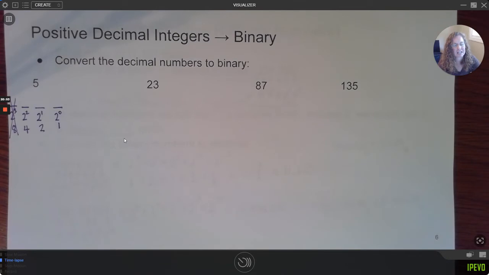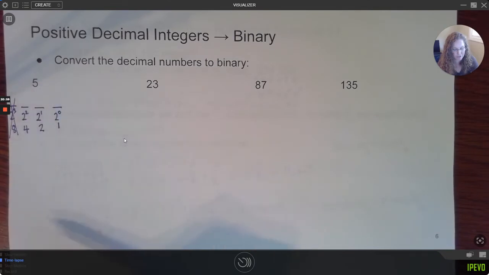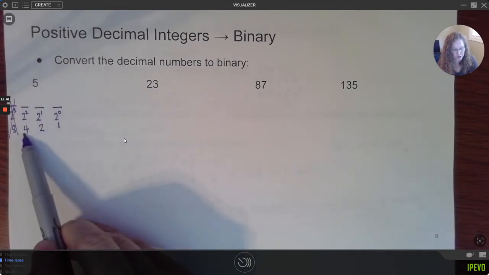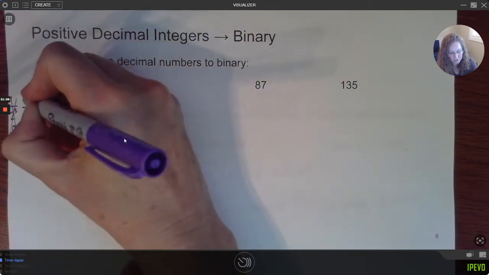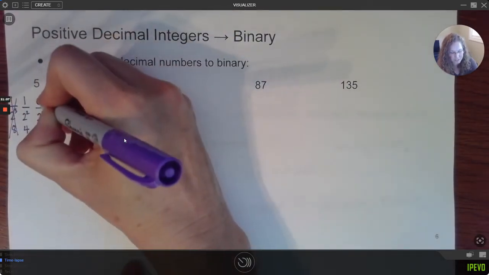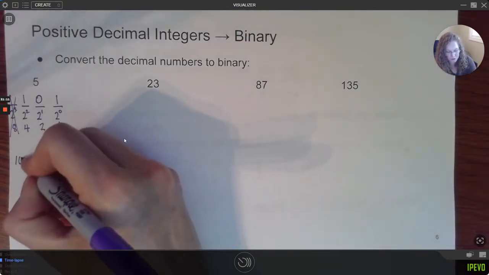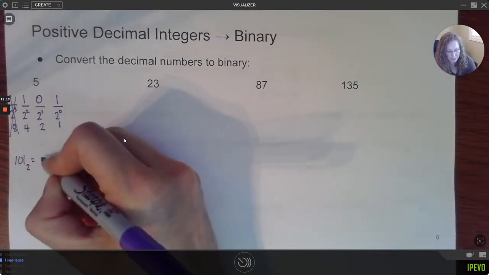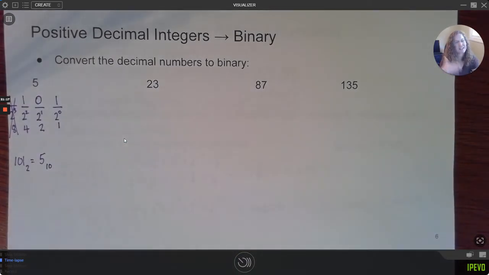And I really just kind of ask myself, all right, which of these places would I have to include to get the number 5? Okay, well, if I had a 4 and a 1, that would add up to 5. So I need one of these and one of these, and I don't need any of those. And that would give me 5. And so 1, 0, 1 in binary is the same thing as 5 in base 10. So you can kind of just reason it out by knowing the place values.